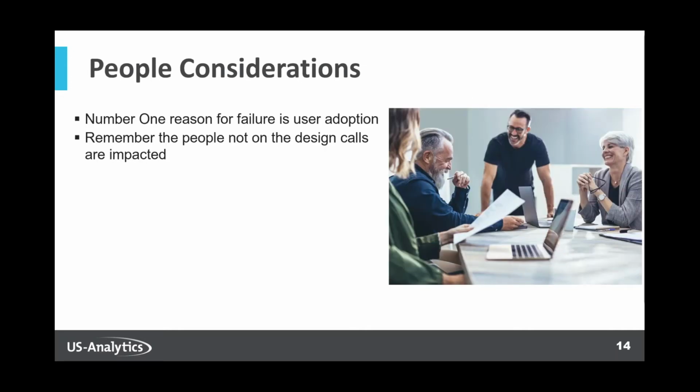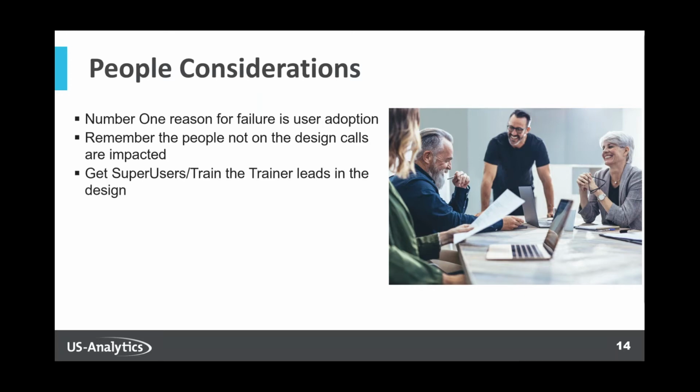Now we'll talk about the people, the process, and the technology considerations. So the number one reason for an EPM app implementation and the whole roadmap failing is because users don't adopt the system. They like the old way. In many cases, the people who helped you design the system are not the ones that actually use the system on a day-to-day basis. And from their perspective, the system works. And so why are we making a change?